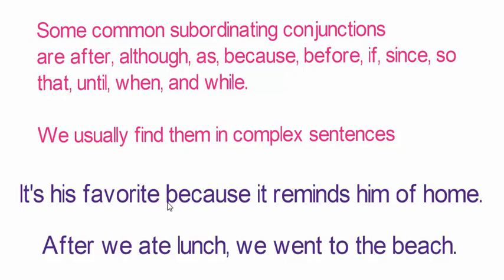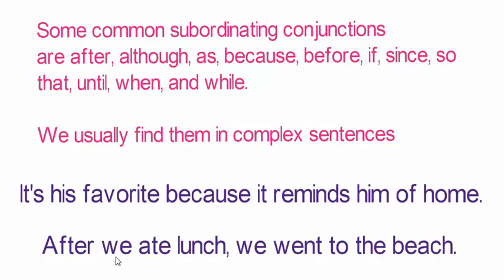Now, again, a reminder that a complex sentence, unlike a compound sentence, doesn't have two simple sentences. It has a dependent clause and an independent clause. An independent clause can stand as its own sentence, like here, it's his favorite. Because it reminds him of home is a dependent clause because it needs something to complete it. So it's called a dependent clause.